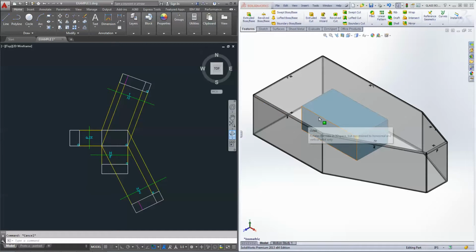For instance, in our SolidWorks model, this line right here would be an object line. So would this line. So would this line. This line over here would not be an object line because it's not actually part of the object we're trying to define.